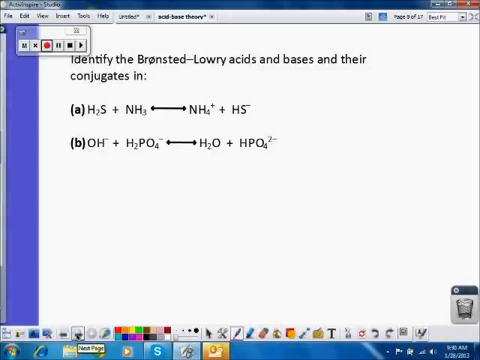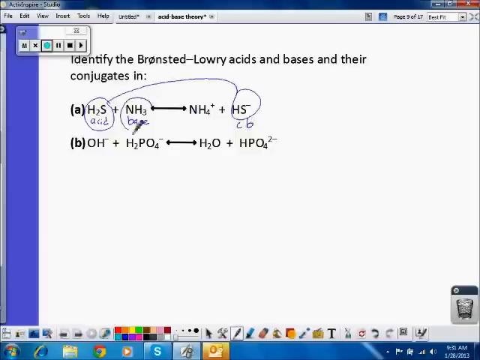So, looking at the Brønsted-Lowry definition, in this first example, H2S over here, HS minus over here. H2S lost an H+. So this would be the acid, which means ammonia must be the base. So here's my acid. That means this is the conjugate base. Ammonia is basic, remember that, which means ammonium is the conjugate acid.